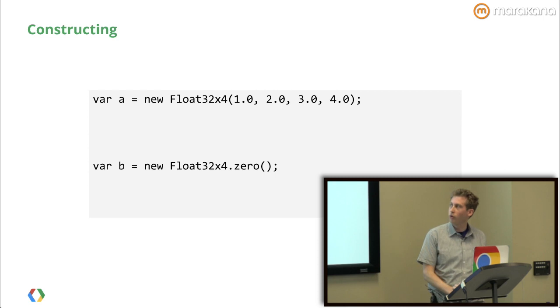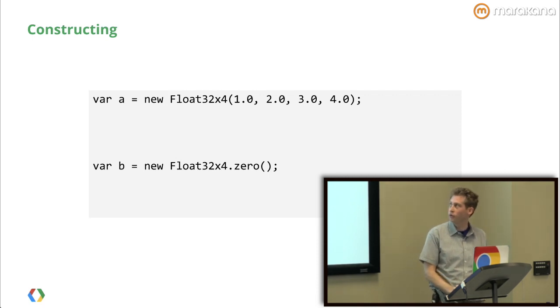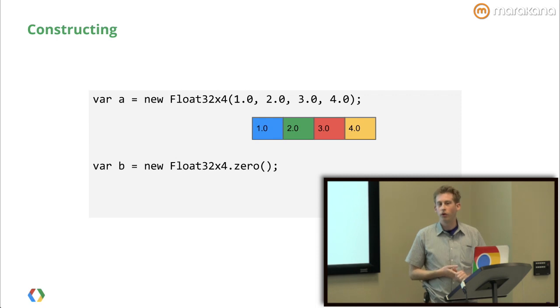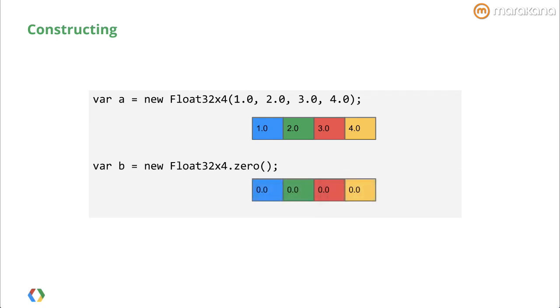So here's some code. I have var a, Dart will figure out the type of a automatically. And I say new float32x4, and I pass in the values in there. I get a SIMD 1, 2, 3, 4. There's also a constructor zero, which just gives you back the zero vector.